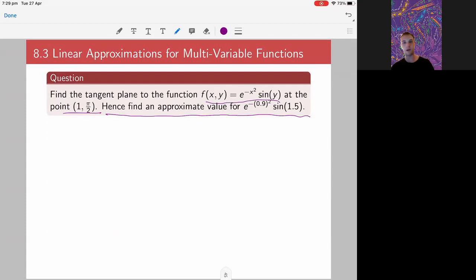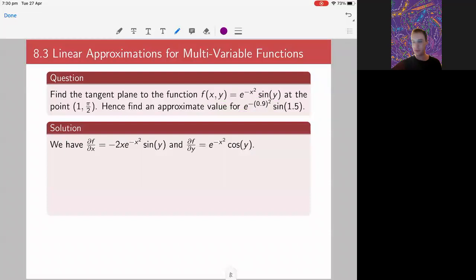This is one of the powerful things that Taylor series can give you. Because if you didn't have a calculator and I asked you to work out what e to the minus 0.9 squared sine of 1.5 was, I suspect you wouldn't really be able to give me a clean answer. But it's through the power of Taylor series that we can actually find a rather clean answer to this question. So let's see how that works out.